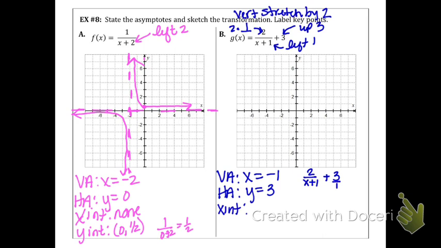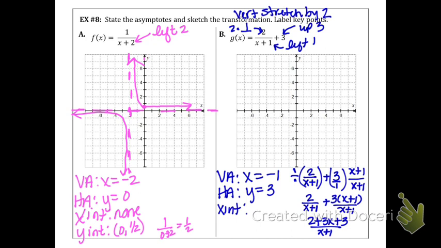So my common denominator, the easiest way is to multiply the numerator by the other one's denominator. So I'd multiply this first fraction by 1 and the second fraction by the x plus 1. So we end up with 2 over x plus 1 plus 3 times x plus 1 over x plus 1, which gives us 2 plus 3x plus 3 over x plus 1, which comes out to give us 3x plus 5 over x plus 1.